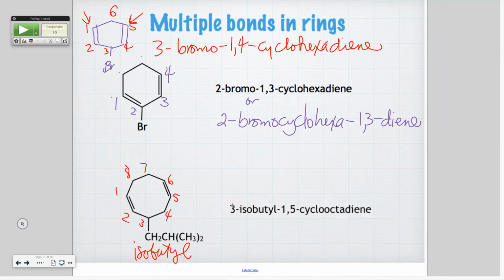3-isobutyl-1,5-cyclooctadiene. So you see that you can get 1,5 for the double bonds going different ways, but you're still wanting to give your group the lowest number you can, while keeping the double bonds at the lowest possible numbers. Okay?